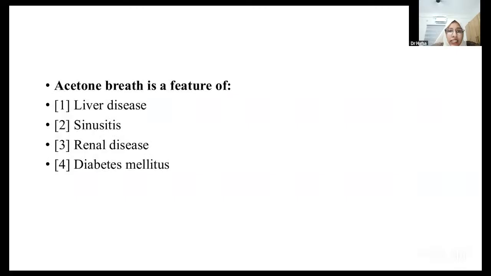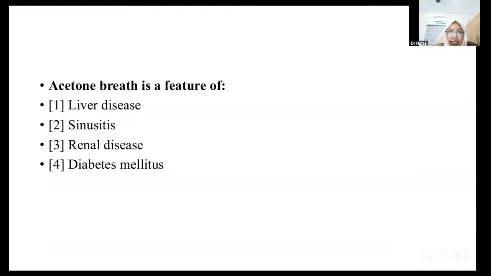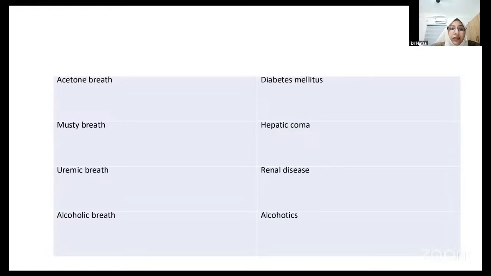Next, this is also taken from diabetes mellitus. Acetone breath is a feature of. From here, I want you to understand that there is a table in Davidson which gives you the different breaths. So all are important. Musty breath is from hepatic coma, uremic breath is from renal disease, acetone breath is from diabetes mellitus, and alcoholic breath is from alcoholics. So this table is important and any questions can come from here, but acetone breath specifically comes from diabetes. We know that diabetic ketoacidosis happens in diabetes mellitus. So acetone breath happens in diabetes.